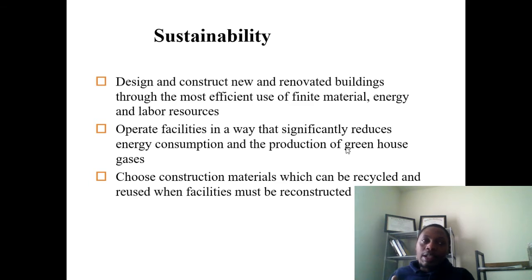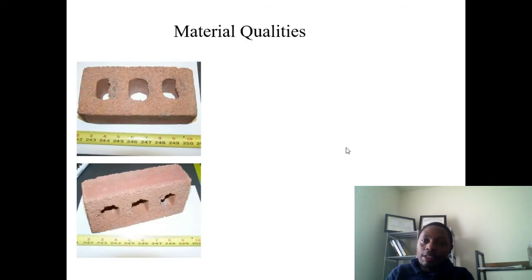When we are also choosing our construction materials, we need to choose materials that we can recycle or reuse when we are going to reconstruct our facilities. Then that begs the question, why? So we need to look at the material qualities and the properties of our materials so that we make sure that they are more sustainable and they're going to achieve the purpose that they are meant to. So you need to understand these things, okay?